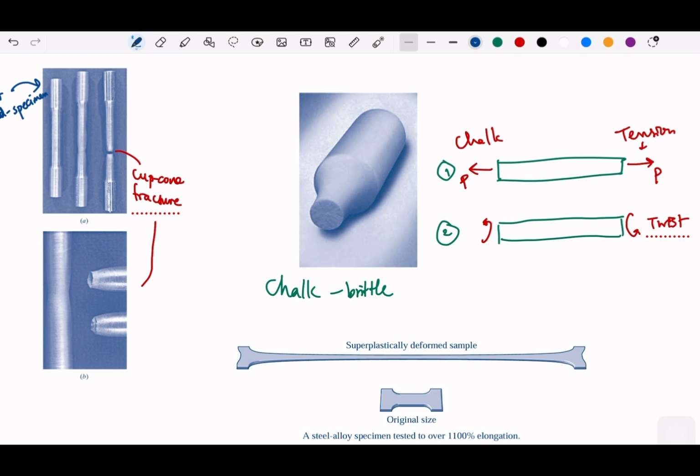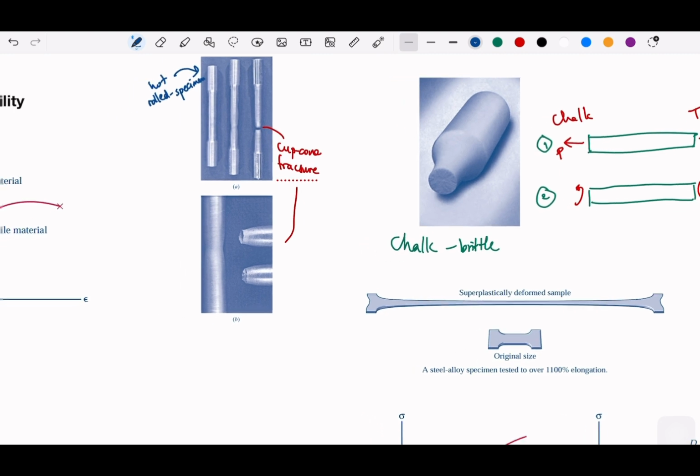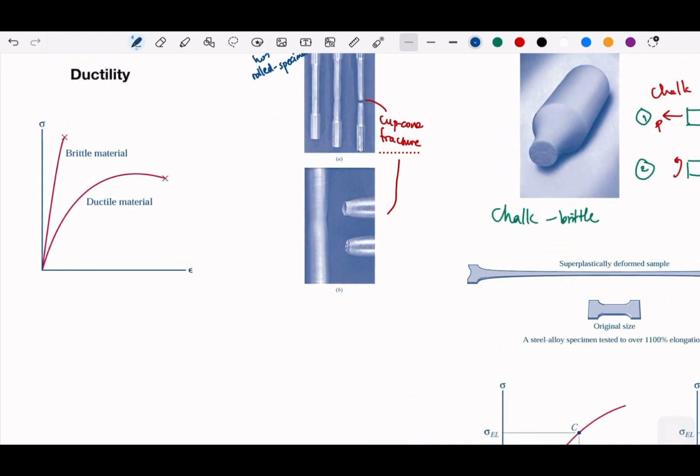And then this is another example. If we have a superplastic material, we could have this much strain, which means that there is a lot of energy stored inside, right? And it is going to be 1000% elongation. So the percent elongation is going to define the ductility of the material.